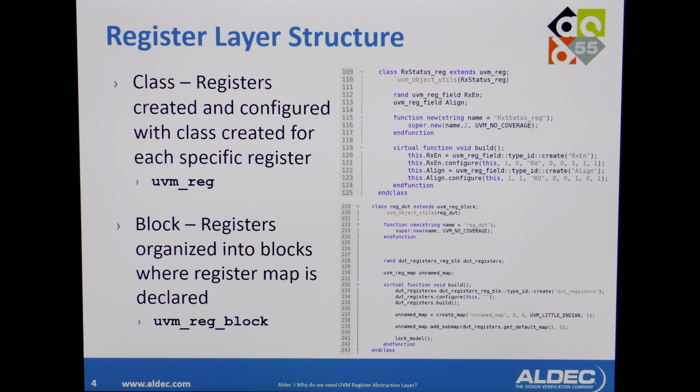So first you'll start with a class. So each register is configured using a class, using the class UVM Reg. And inside of those, you'll fill out the fields and each one that can be accessed and how it will be accessed. And then those registers will be organized into a block where the register map will be declared.